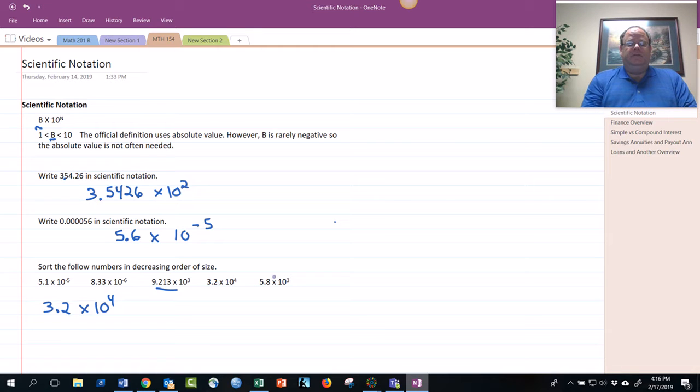Now, if you'll notice, these two are both times 10 to the 3rd, right? All right, so since the exponents are the same, we look for which b part of the number is bigger, and that's the 9.213. So 9.213 times 10 to the 3rd is next. Then the third one is 5.8 times 10 to the 3rd, okay?